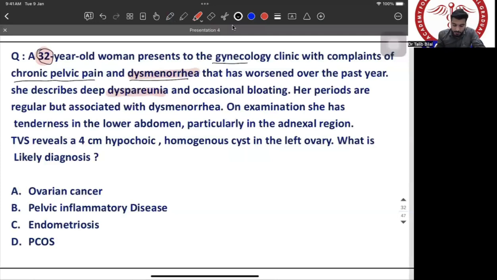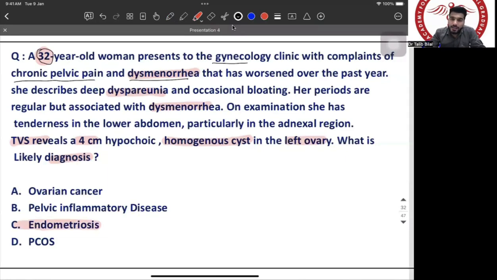Her periods are regular but are associated with dysmenorrhea. On examination, she has tenderness in the lower abdomen, particularly in the adnexal region. The TVS reveals a 4 centimeter hypoechoic homogeneous cyst in the left ovary. What is your likely diagnosis? So my dear students, a 32-year-old lady coming to you with complaints of dysmenorrhea, dyspareunia, and a cyst in the left ovary, your classical diagnosis is going to be endometriosis.